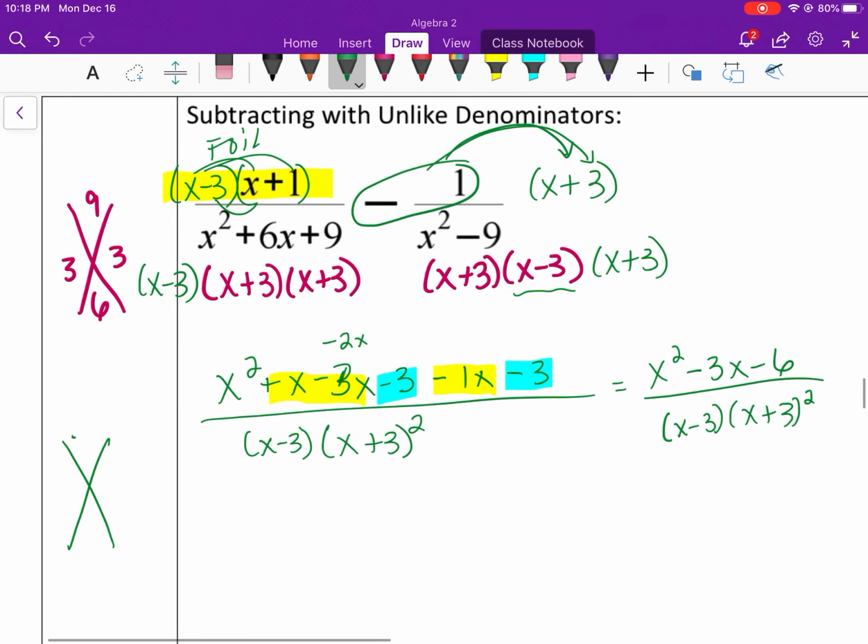So I'm just going to double check and see if that factors more on the top. So anything that multiplies to negative 6 but adds up to negative 3. 1 and 6, 2 and 3. No. So it doesn't factor anymore on top. So we would be done. If it did factor more, you'd want to factor it just in case you could simplify or cancel anything on the bottom. Okay.